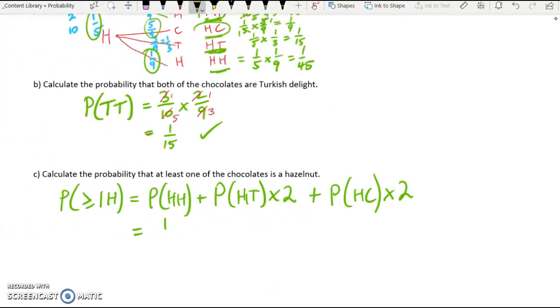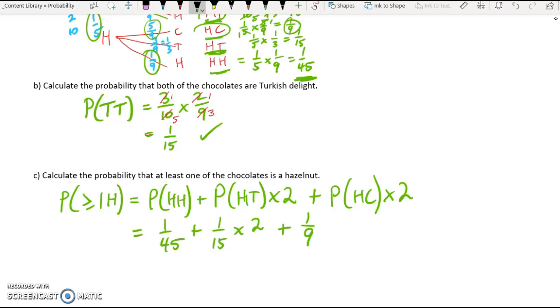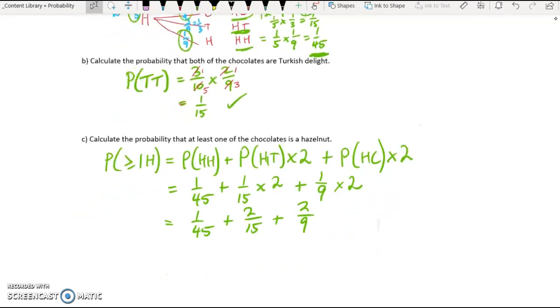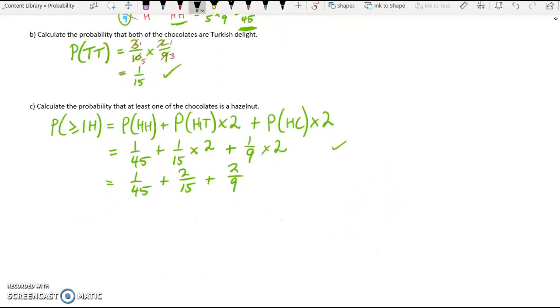So let's go through and finish it off. It's 1/45 for hazelnut hazelnut plus 1/15 for hazelnut Turkish Delight, but times by 2, plus 1/9 we said, remember, for that probability, times by 2, which is 1/45, plus this here becomes 2 over 15, plus over here we become 2 over 9. Now again, you could have put this in the calculator back at this step and got the correct answer.